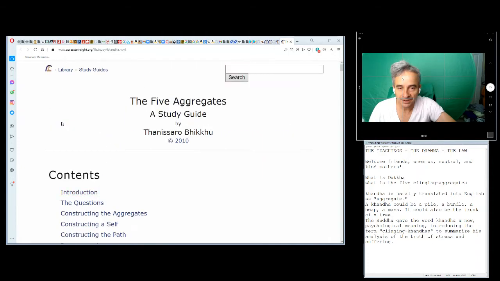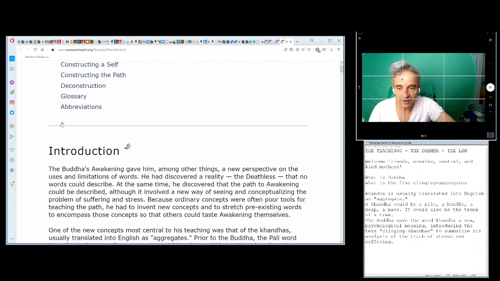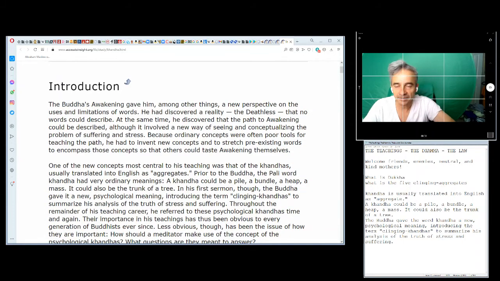A study by Thanissaro Bhikkhu, 2010. So this is very important. The Buddha's awakening gave him, among other things, a new perspective on uses and limitations of words. He had discovered a reality, the deathless, that no words could describe. At the same time, he discovered that the path to awakening could be described, although it involved a new way of seeing and conceptualizing the problems of suffering and stress.